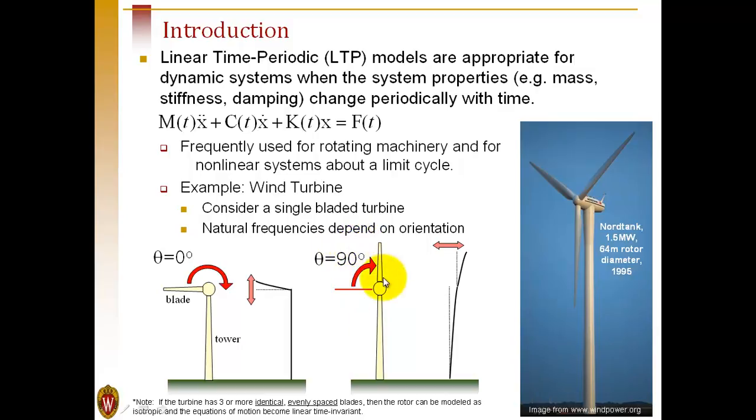In contrast, if the blade was at 90 degrees and vibrates again in the same direction relative to the blade, there you would have a strong coupling with the bending of the tower. So in this case, the total stiffness, due to a force applied at, say, the tip of the blade, would be lower. What that causes in the end is the stiffness of the system overall to change with angle, or if the rotation speed is constant, to change with time. And so that is one common example of a time periodic system, though this type of model is appropriate for any nonlinear system when we linearize about a periodic limit cycle or a time-varying limit cycle.